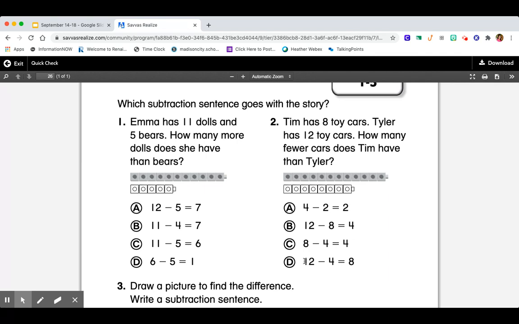Now you may have said, well, D also has 12 minus 4 equals 8, which is the same numbers we used up here, but the difference is that they start with 12, which is what Tyler has, but they're subtracting 4. Well, we wouldn't subtract 4 because Tim has 8. And that wouldn't mean he has 8 fewer because he has 8 altogether. He has 4 fewer because that's how many extra Tyler has. So we wouldn't take 4 away. We would take the 8 away that Tim has. So B is the correct choice.